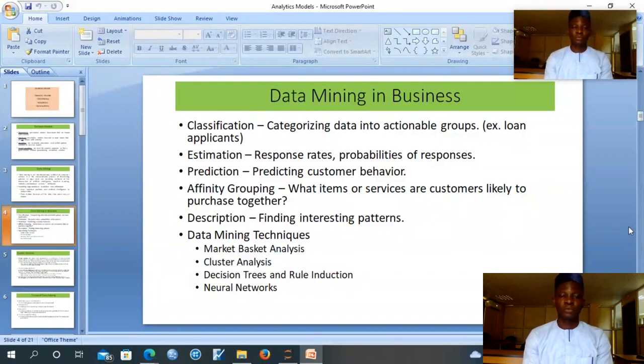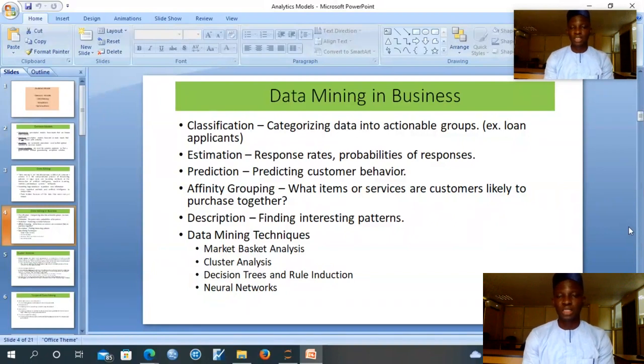customer or not. Then we do estimation. That is response rate or probability of response. You can estimate what is the percentage that we get in this. Then predicting customer behavior. Maybe after you run a regression model that you can now use to forecast.